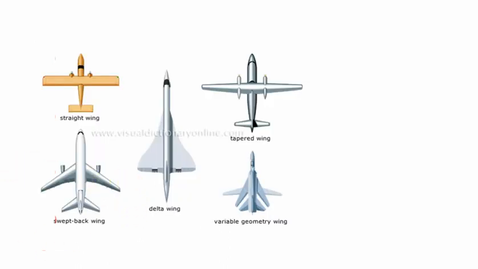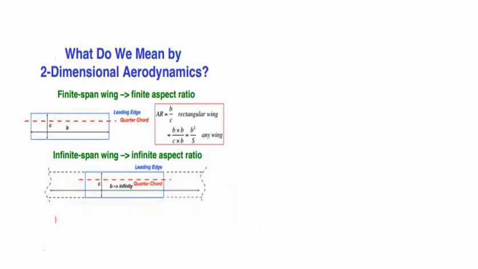Here I am showing some examples of various wing sections. For example, straight wing, it may look like this, and swept back wing, and tapered wing, and variable geometry wing. The beauty of the variable geometry wing is that we can change the position of the wing section. And this one is called delta wing. So these are some different types of wing sections, normally used for the designing of the aircraft.